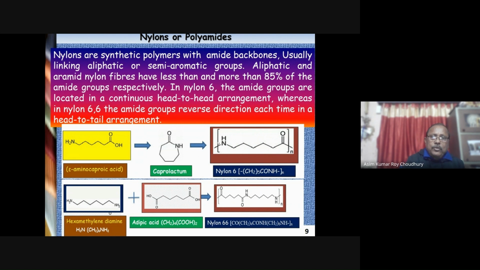Here two types of nylon are shown. Their chemistry is shown. This is nylon 6. It is from caprolactam. It is polymerized to nylon 6, and hexamethylene diamine and adipic acid polymerization gives nylon 6,6.